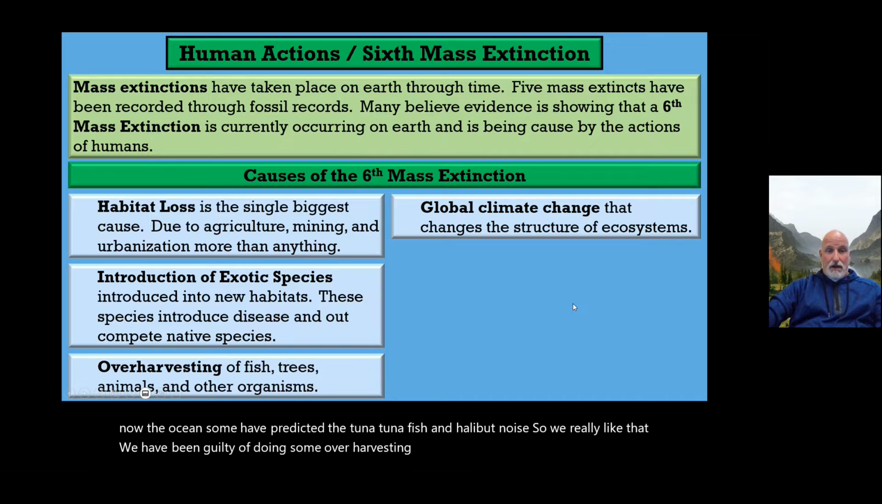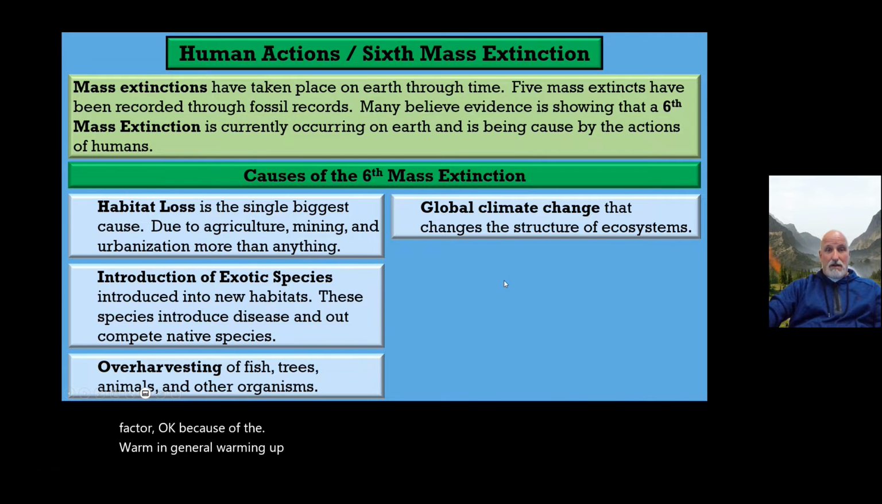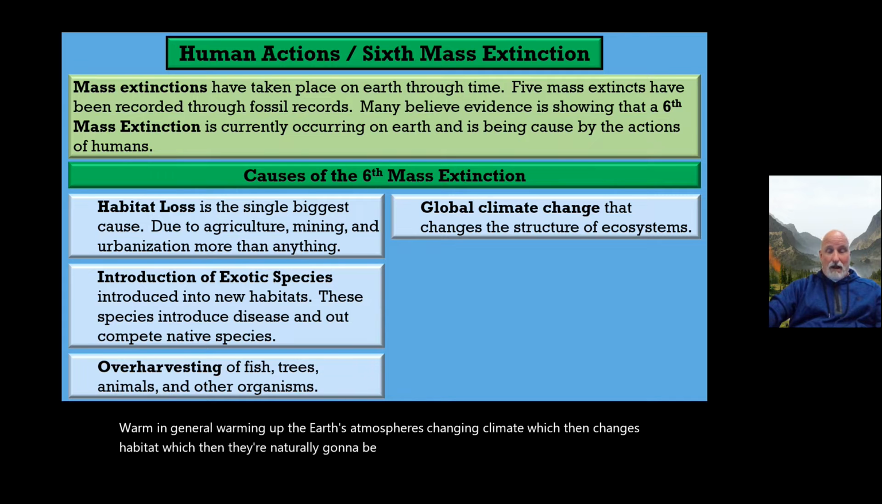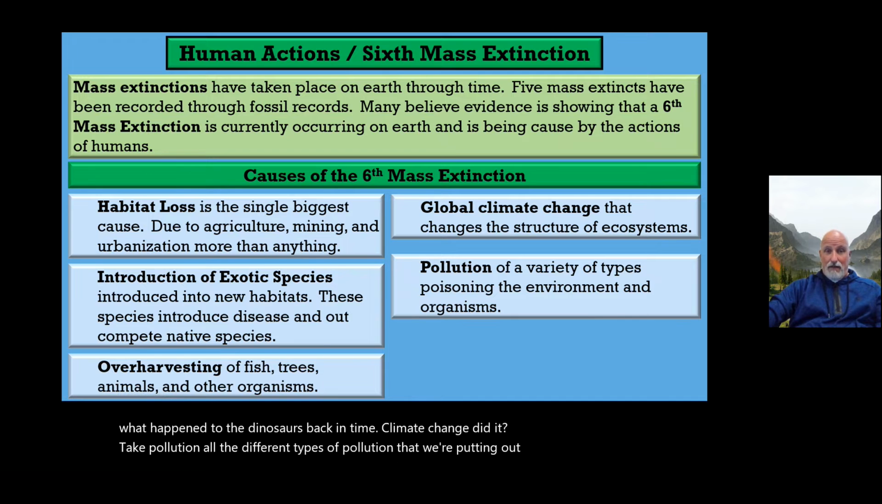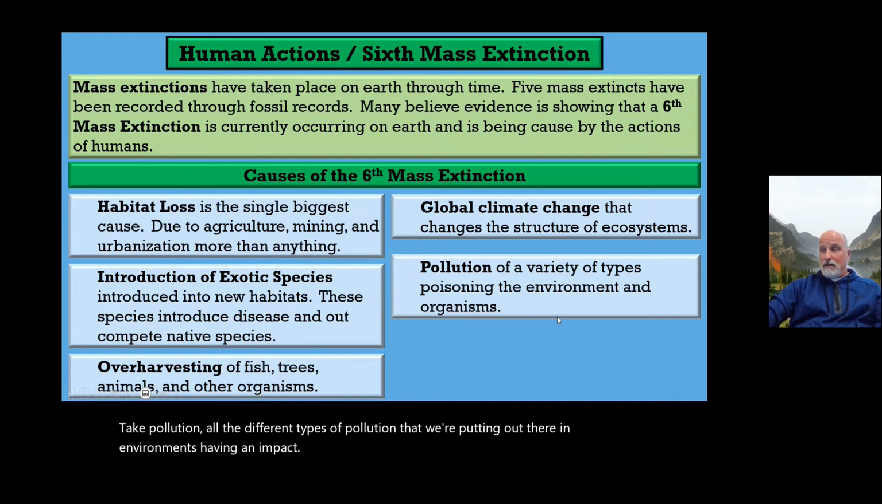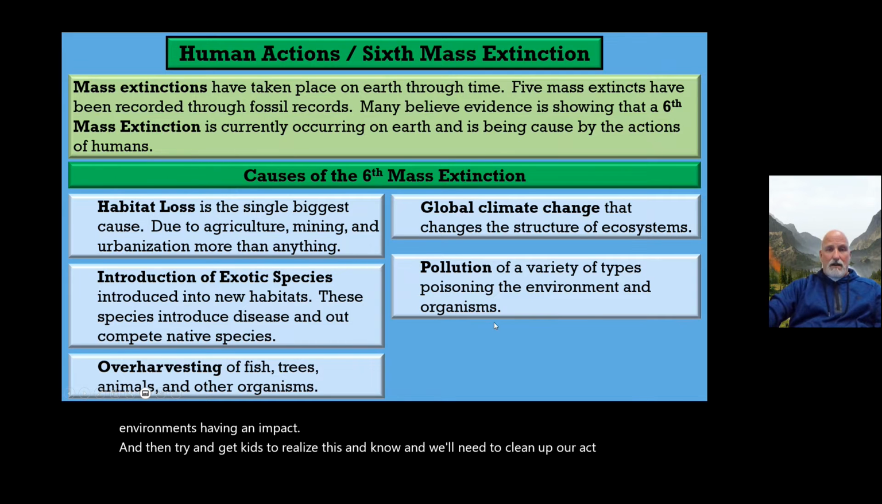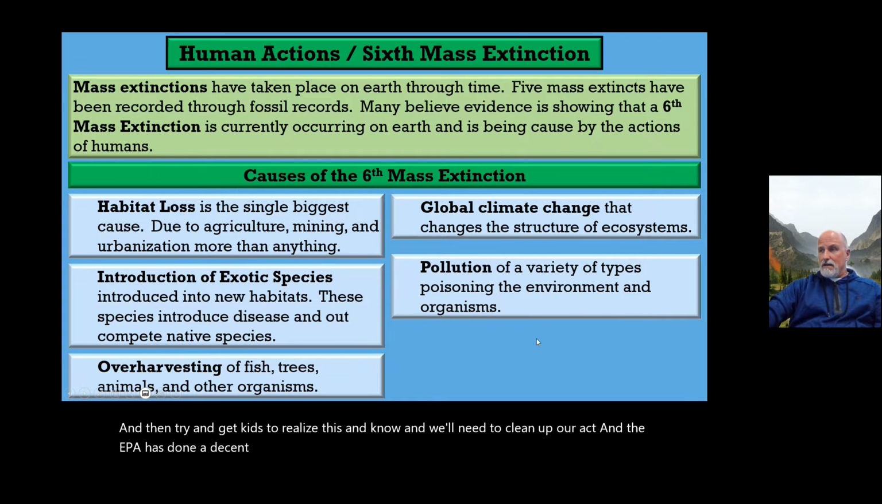Okay, global climate change is a factor. Because of the general warming up of the Earth's atmosphere, the changing climate changes habitat, which then naturally means some species are going to die off. And that's, of course, what happened to the dinosaurs back in time. Climate change did it. Okay, pollution, all the different types of pollution that we're putting out there in the environment, is having an impact. Okay, and then trying to get kids to realize this and know, and we need to clean up our act. And the EPA has done a decent job of that in the United States.